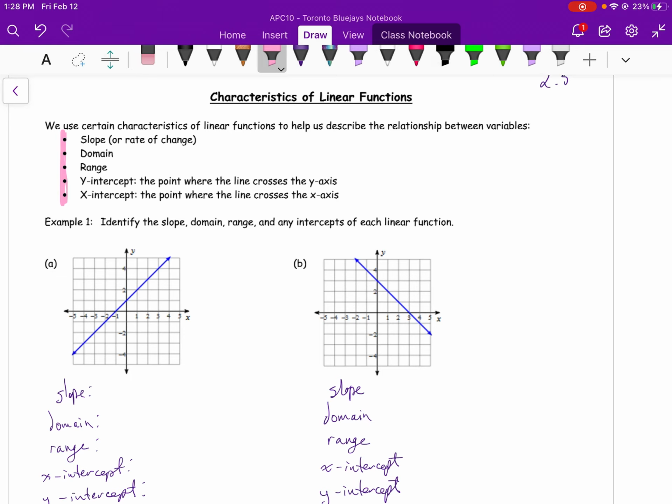So they are slope or rate of change, domain, range, and intercepts. Now the X-intercept is simply the point where the line crosses the X-axis. The Y-intercept is where it crosses the Y-axis. So let's go here.